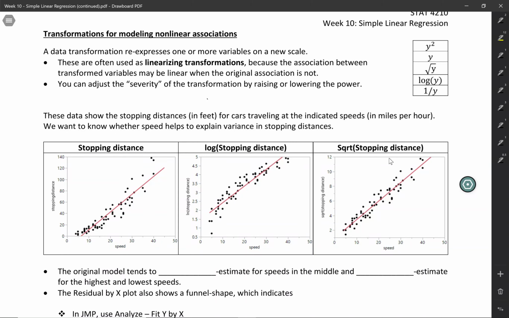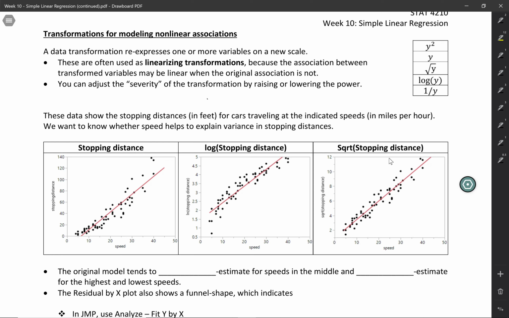I've talked about how to check the conditions for linear regression, but we haven't really discussed what to do if the conditions are not met. There are actually several different options, but one of the simplest is a data transformation to re-express one or more of your variables on a new scale. A lot of times these are called linearizing transformations because the association between the transformed variables may be linear even if the original association is not.